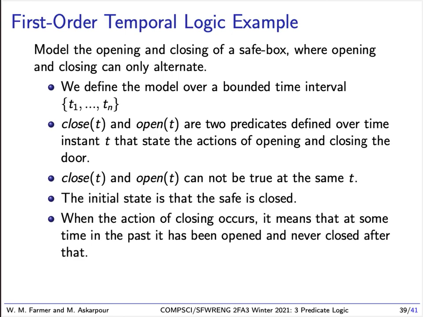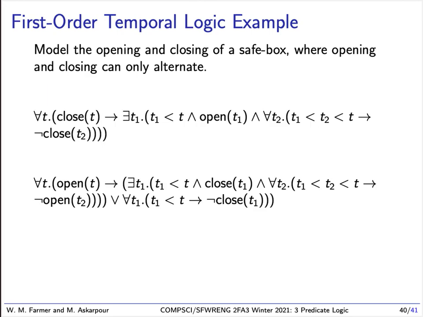The initial state is that the safe is closed, and when the action of closing occurs, it means that at some time in the past it has been opened and never closed after that point. So the first formula says that at any time that action close occurs, let's say at t, then there is some time before t, called t1 for example, that the door has been opened and it has not been closed since then, meaning that for all time instants between the last open and the current close, no other close has occurred.